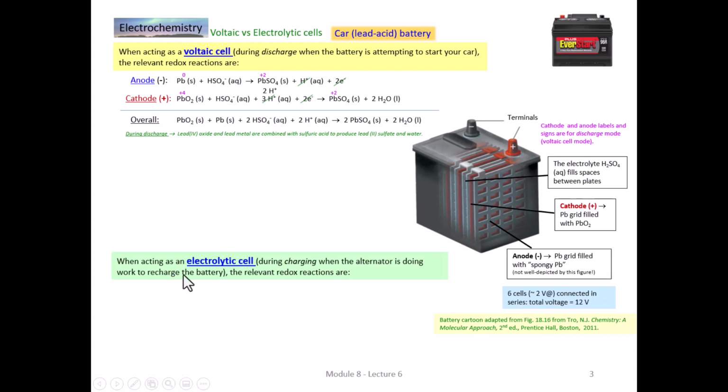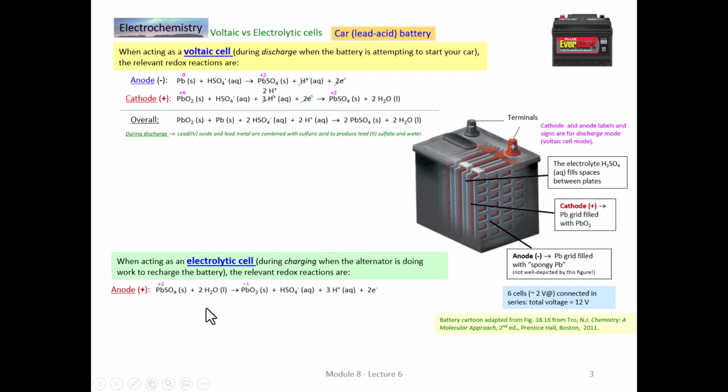Now, the lead battery can act as an electrolytic cell during charging when the alternator is doing work to recharge the battery. So if the battery has produced lead sulfate, what the alternator or generator will do in your car is push this reaction backwards in the non-spontaneous direction to reform the lead and the lead dioxide. So the oxidation reaction under electrolytic conditions, when you're pushing the reaction backwards, would be lead sulfate and water returning to lead dioxide and hydrogen sulfate and hydrogen ions. So this is basically the cathode reaction here from the voltaic cell discharge being pushed backwards.